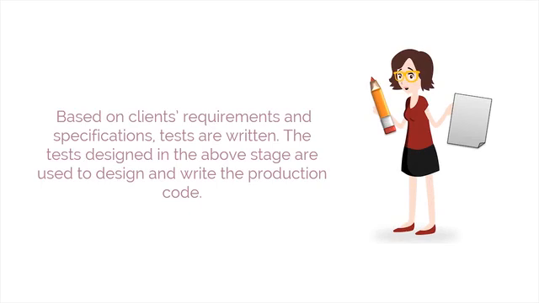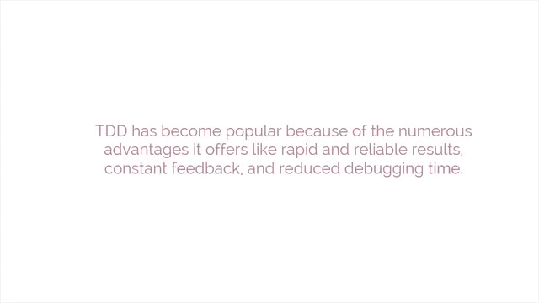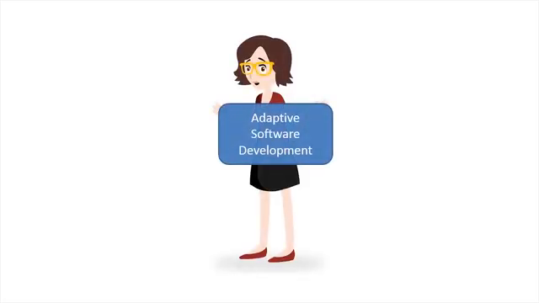The tests designed in the above stage are used to design and write the product code. TDD can be categorized into the following two levels: ATDD, acceptance TDD, requiring a distinct acceptance test, and DTDD, developer TDD, entails writing a single developer test. TDD has become popular because of the numerous advantages it offers, like rapid and reliable results, constant feedback, and reduced debugging time.